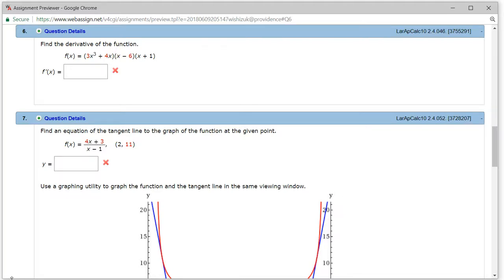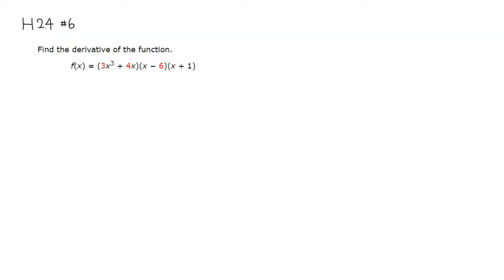Alright, let's look at homework 2.4, problem number 6. Let's find this derivative here. Since there are three things multiplied together, we have to use the product rule for the product of three functions. So f prime of x is equal to, right?